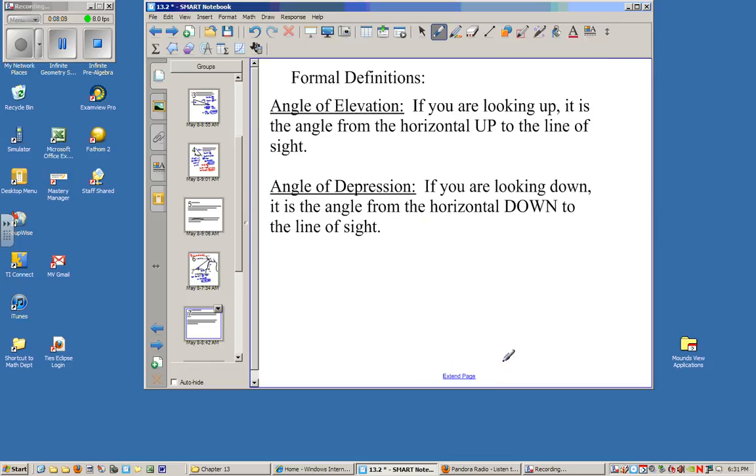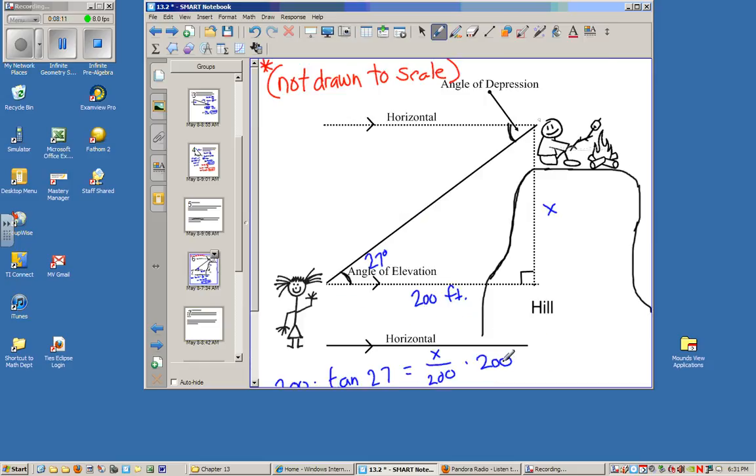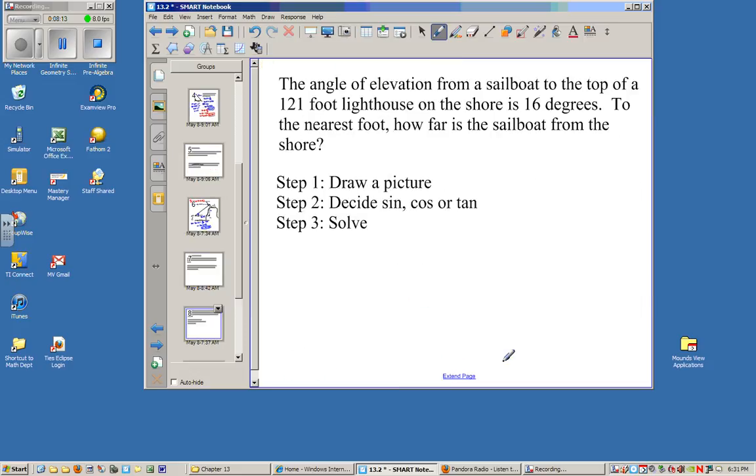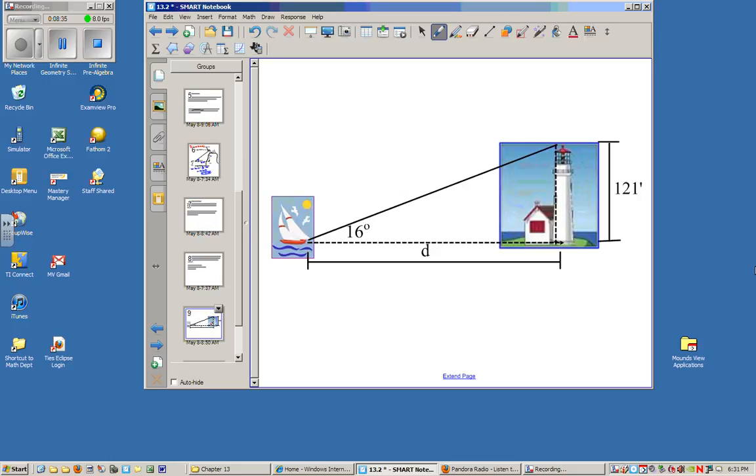Okay, so similar to what we've been doing, we just add that terminology of angle of elevation and angle of depression. And one more example we have here. We're looking at angle of elevation from a sailboat to the top of a lighthouse on shore. They tell us that the angle of elevation is 16 degrees, and the lighthouse is 121 feet tall. To the nearest foot, how far is the sailboat from the shore? We're going to draw our picture first, and fortunately, I have a picture in here for you already. Here's our sailboat and our lighthouse, which is 121 feet tall.